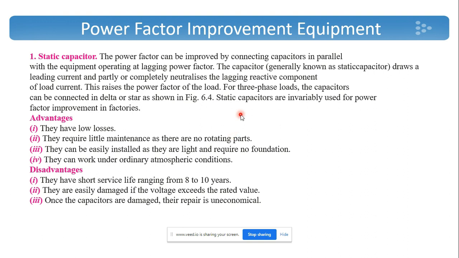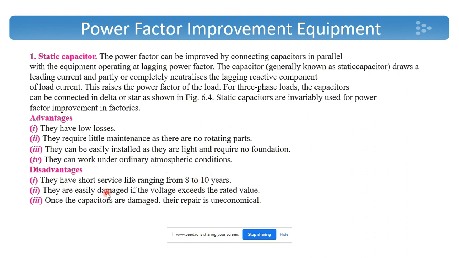In three-phase system, three-phase capacitor banks are used. Main advantages are they have low losses, they require lesser maintenance, and there is no rotating part, so the maintenance is very little. They can be easily installed as they are light and require no foundation. They can work under ordinary atmospheric conditions.